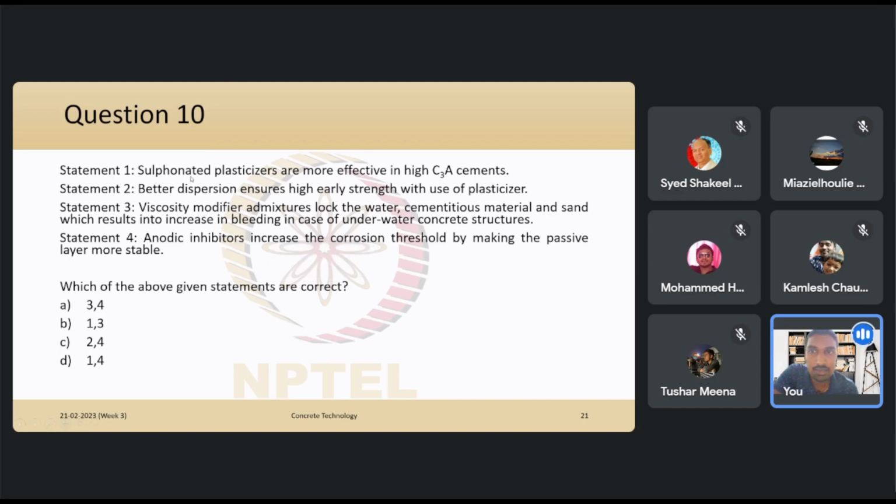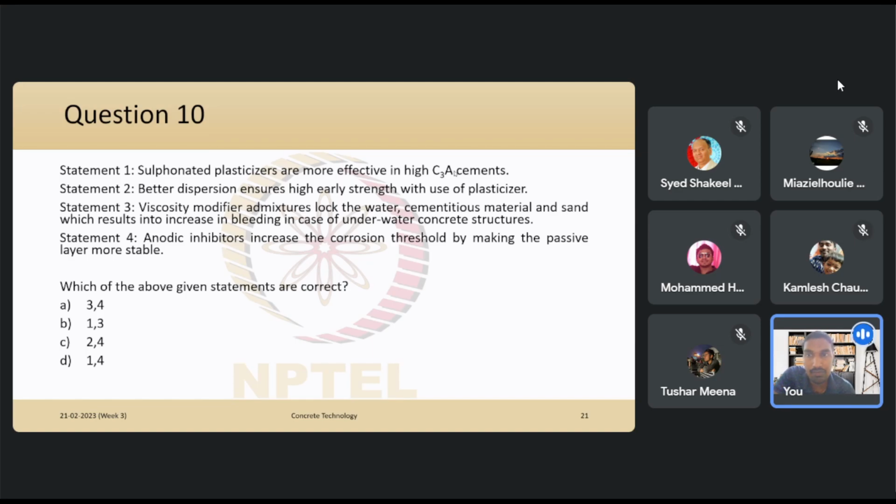Statement 1 says that sulfonated plasticizers are more effective in high C3A cements. If you remember from our first two sessions, we looked at what happens in cements with high C3A. We looked at one particular situation called the sulfate attack. In those cases we use cement with less C3A. Why? Because C3A reacts with sulfate, and therefore it results in expansion. So volume expands. That is what we saw in the sulfate attack.